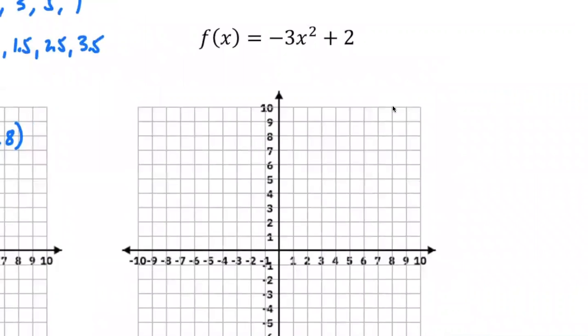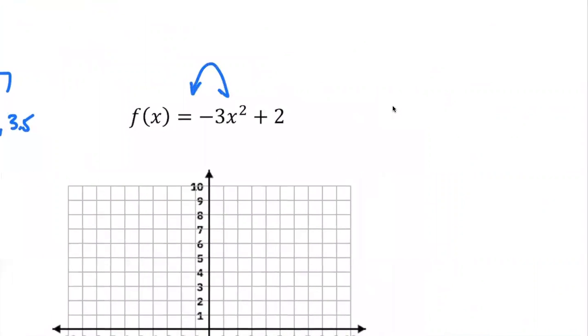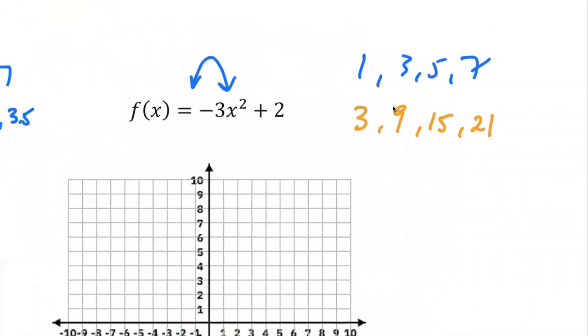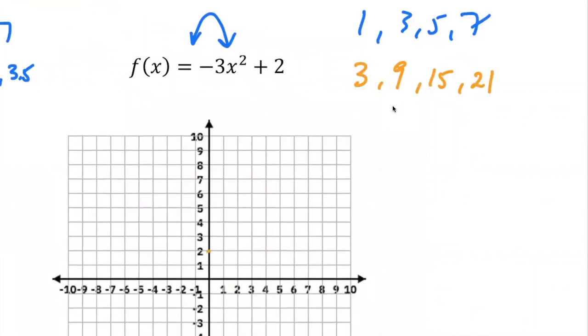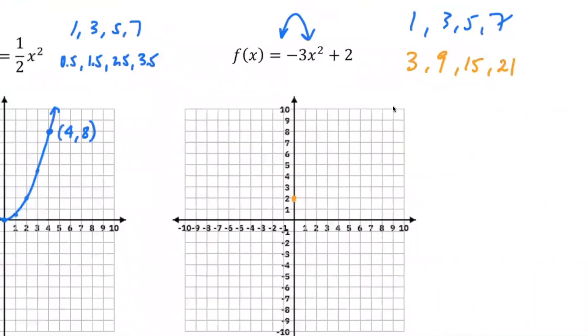All right, what about this one? Ooh, this is a negative. So we know it's going down. It's a 3. Wow, so 1, 3, 5, 7 is now 3, 9, 15, 21. It's been shifted up 2 units, so our vertex is going to be 0, 2. And so we will go down.